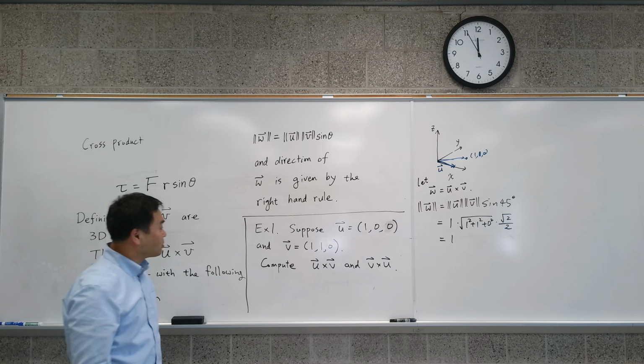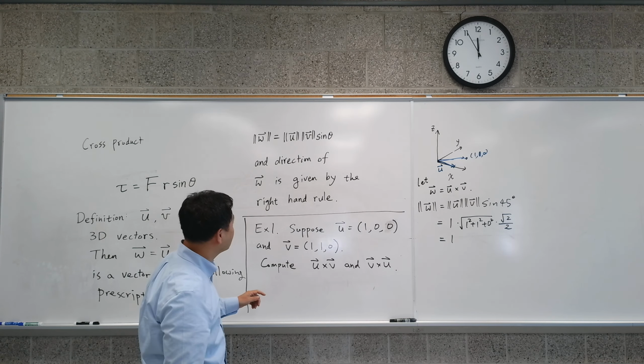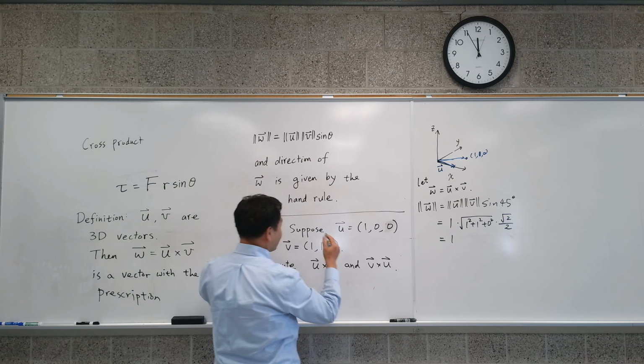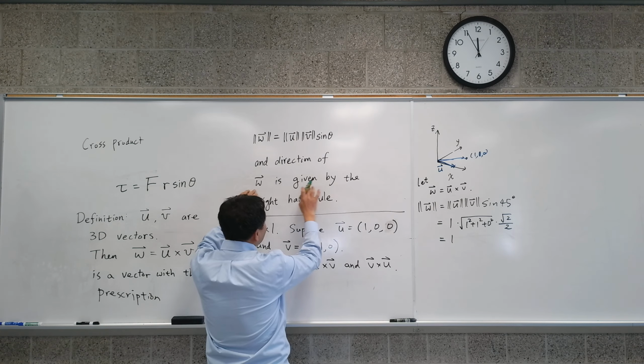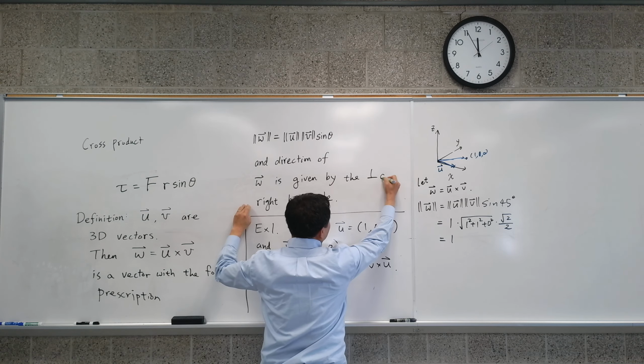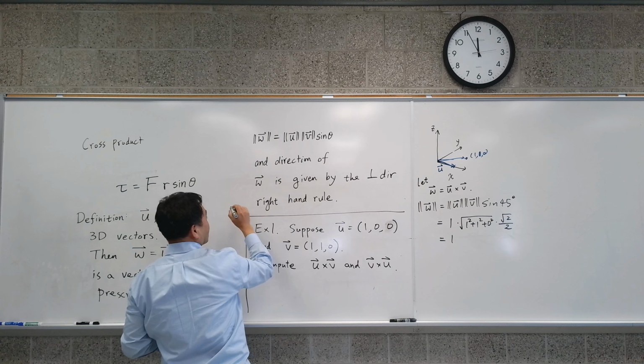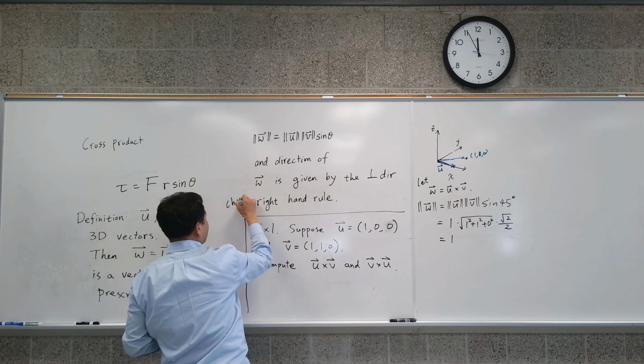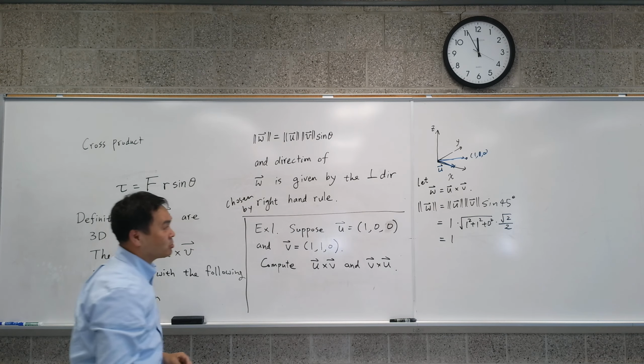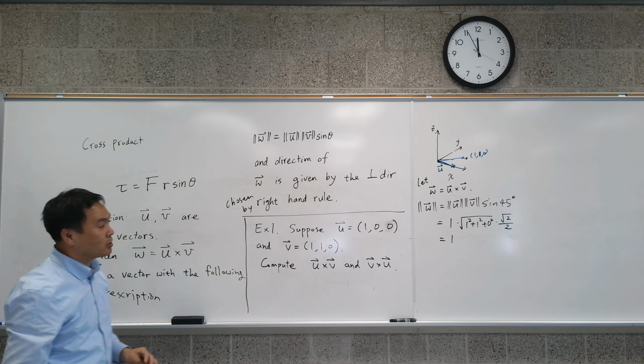Now we have to figure out the direction. Sorry, I should have written something here. w is given by the perpendicular direction, chosen by the right hand rule. As I said, when you define torque, the direction of the torque is always, we just conveniently choose the perpendicular direction, but we choose the direction by the right hand rule.